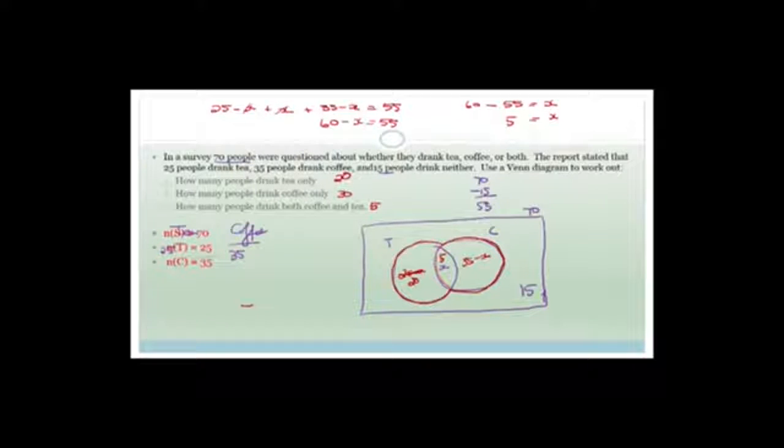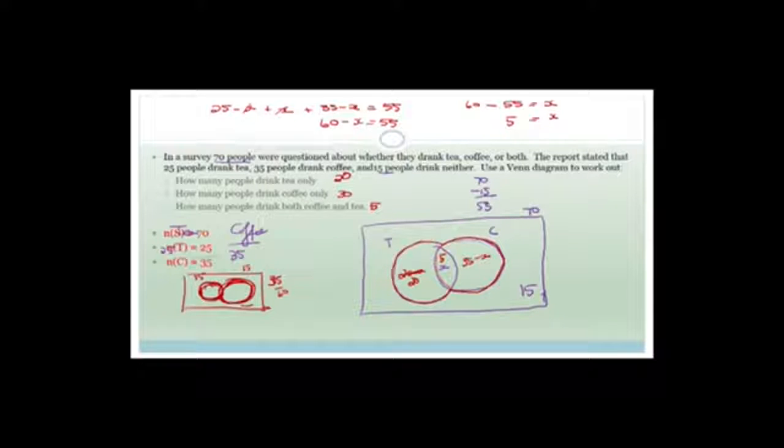And then you've got to be careful because a lot of people will assume that if you said 25 people drink tea, 35 people drink coffee, and 15 drink neither, then a very common error is to do this and go, well, this here is 25 and this here, not drawn to scale, is 35, and 25 and 35 is 60. And then they said that there were 15 people that didn't drink at all, so 15. Oh my hat, we're at 75. We've done something wrong. Okay, and then they stop because they don't know where to go.